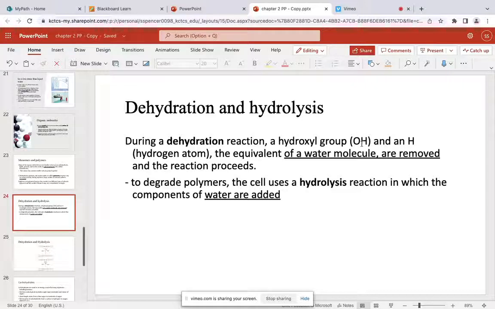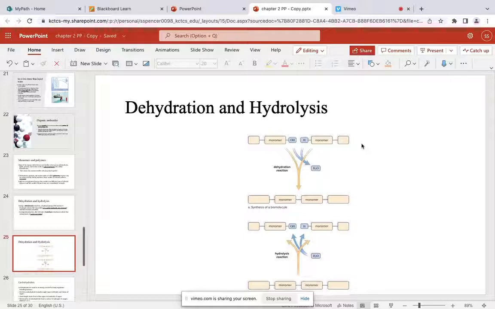And in order to break a polymer down back into monomers, we're going to do something called a hydrolysis reaction, or we're going to add water. So knowing both of these is probably pretty important. So here we have an example of a dehydration reaction. I have monomers on each side, and then I have the hydroxyl group and the hydrogen atom right here. And then I'm removing water, and then I'm joining these monomers together. And then here we have a polymer, right? And then I'm pushing water in and I'm separating it.